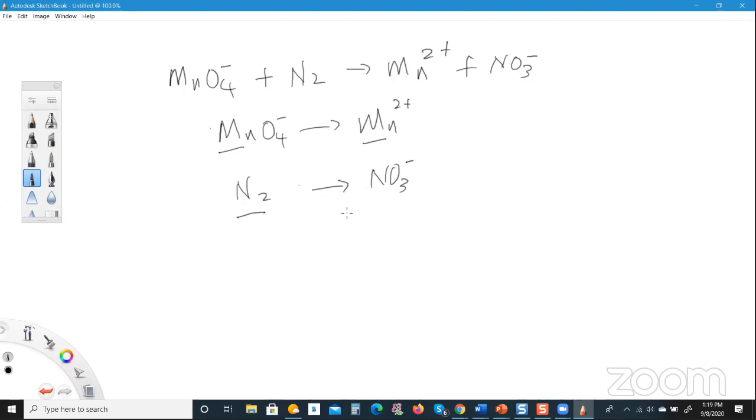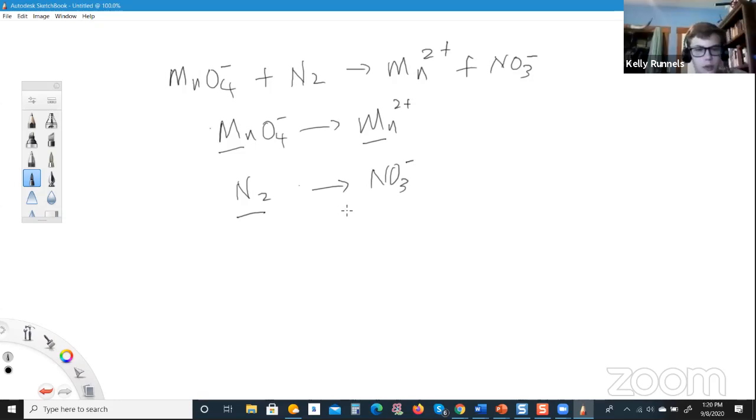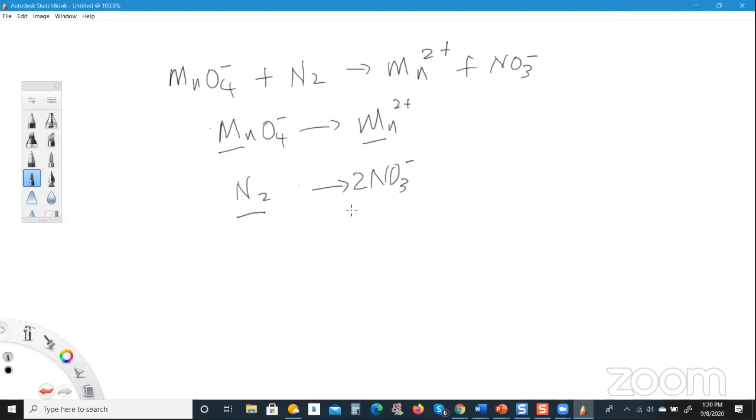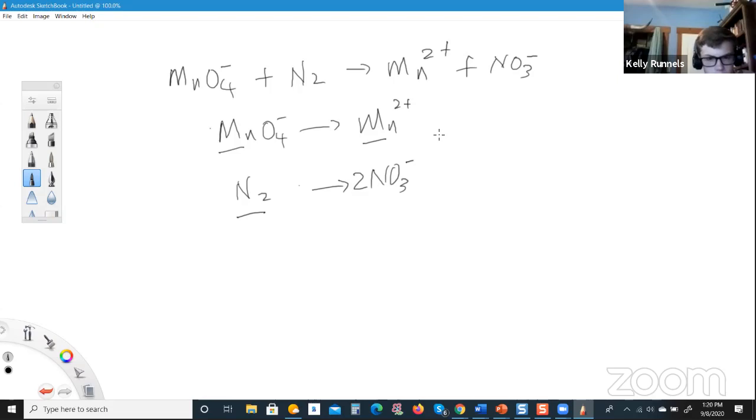So what would you do in this case? You would say 2 NO3 minus. Right, very good. You need to remember that: you balance all atoms other than oxygen or hydrogen in this step. So the next step would be what now? Then we would balance the oxygens.